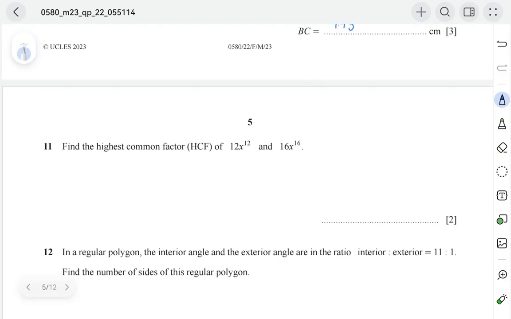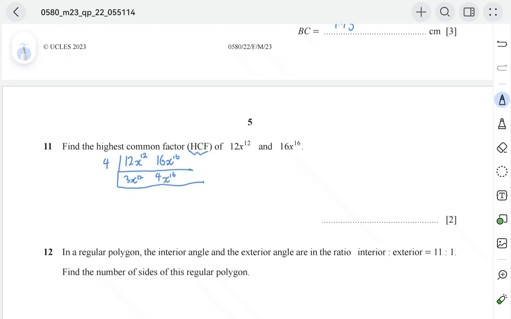Moving on, for question 11, we have to find the HCF, the highest common factor of 12x to the power 12 and 16x to the power 16. So let's write our diagram. So, first looking at the two coefficients, we know that they have the common factor of 4. So that 12 divided by 4 is 3, and 16 divided by 4 is 4.